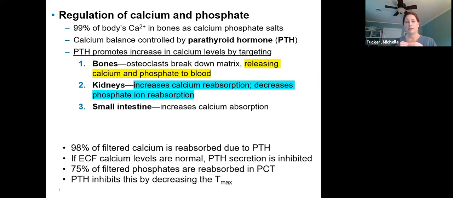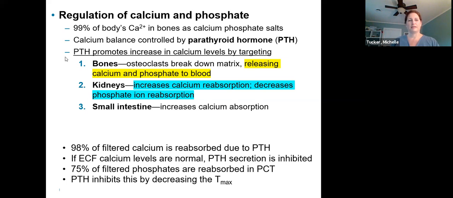Now, how do we regulate calcium? Calcium balance is under exclusive control by the parathyroid hormone. We are constantly losing calcium from the blood, either used by neurons and skeletal muscles, but also if we're building bone. But calcium is always leaving the bloodstream. And so parathyroid hormone is going to regulate to bring it back up.